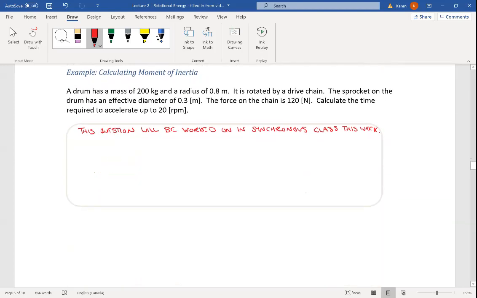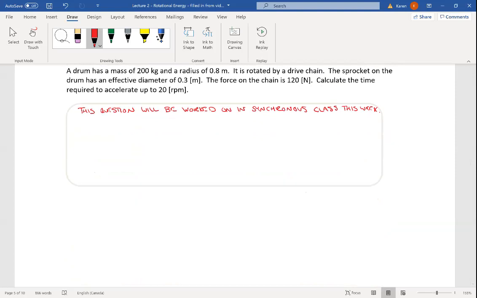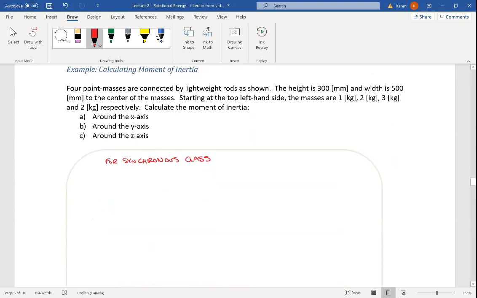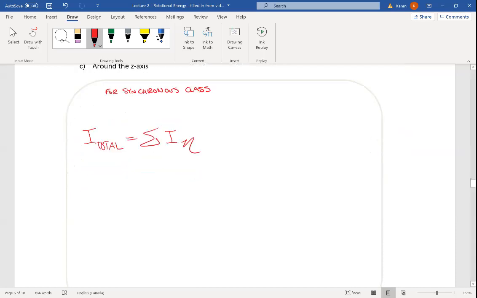Here's a little bit more of a complex question, and this is one that we're going to work in our synchronous class, and I do have the solution for it, and we can take it up in class. And this one is quite complicated, and here's a hint for you: in this one you have to figure out the total moment of inertia as a sum of all of the moments of inertia of all of those parts. I'd like to do this one in class together as well.